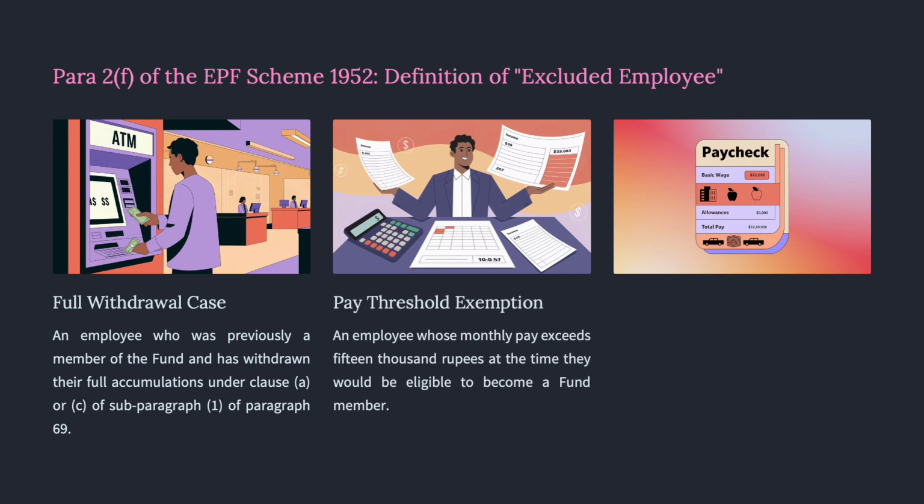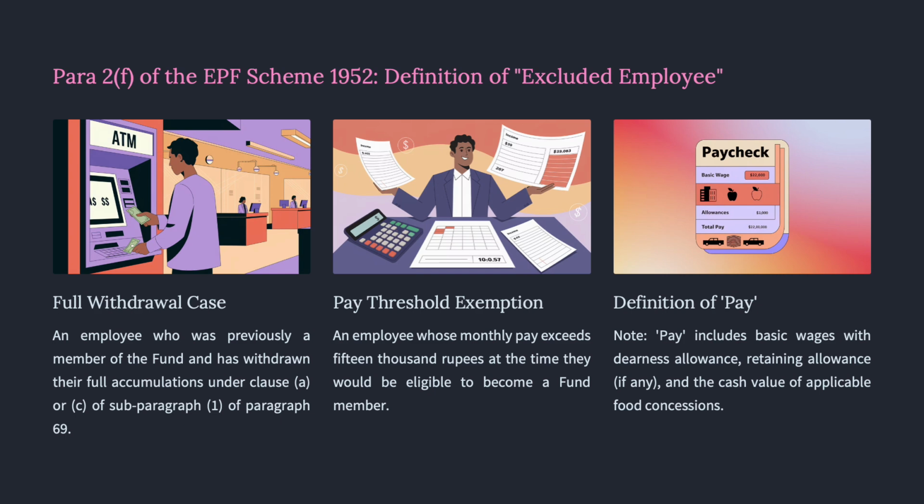Pay threshold exemption: an employee whose monthly pay exceeds 15,000 rupees at the time they would be eligible to become a fund member. Definition of pay: note, pay includes basic wages, with dearness allowance, retaining allowance if any, and the cash value of applicable food concessions.